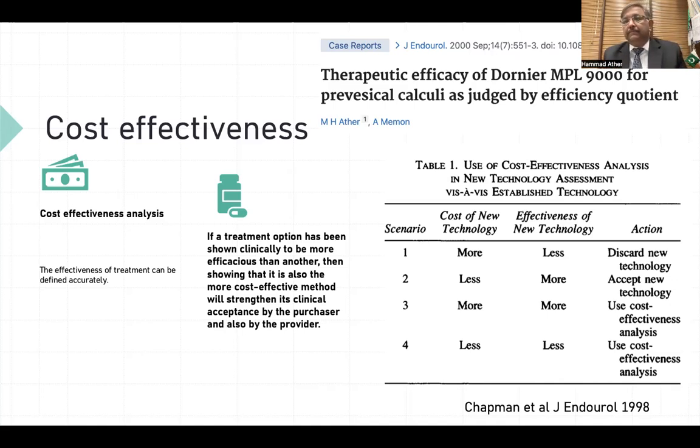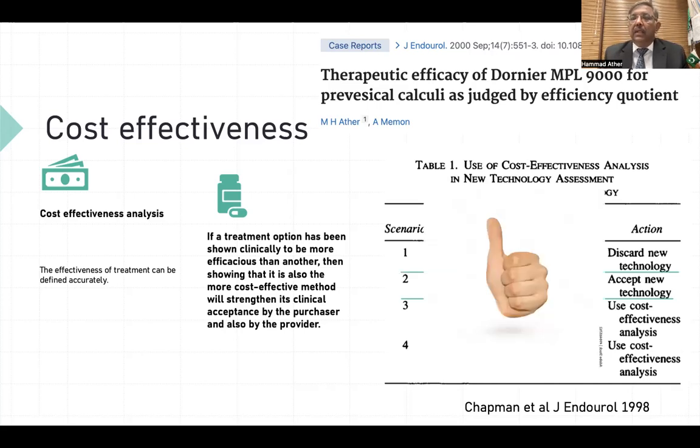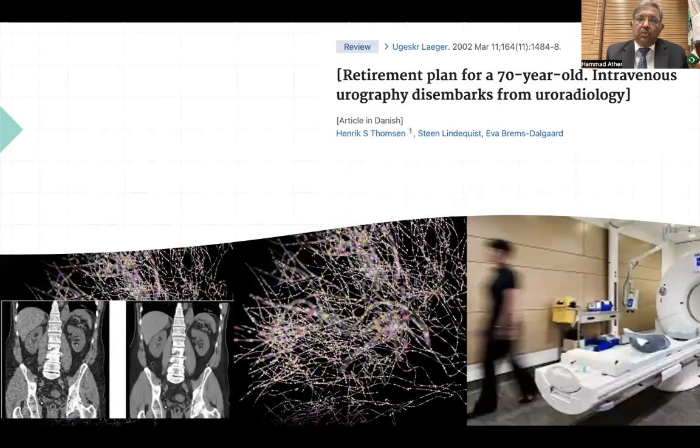Once you have done that, the important thing is to determine the cost effectiveness of a new treatment. If the cost of the new technology is less and the effectiveness of the new technology is more, there is no doubt that it should be incorporated into the armamentarium, even for low and middle income countries where there are issues with resources.